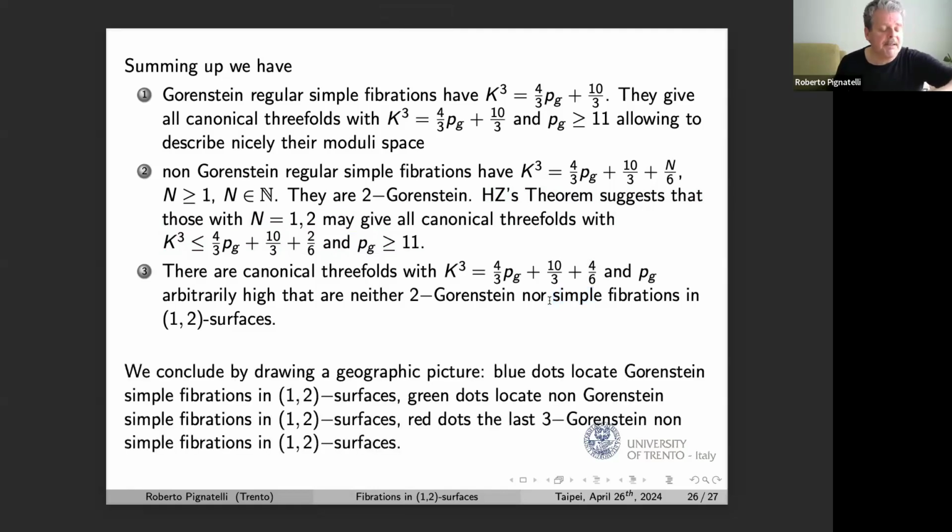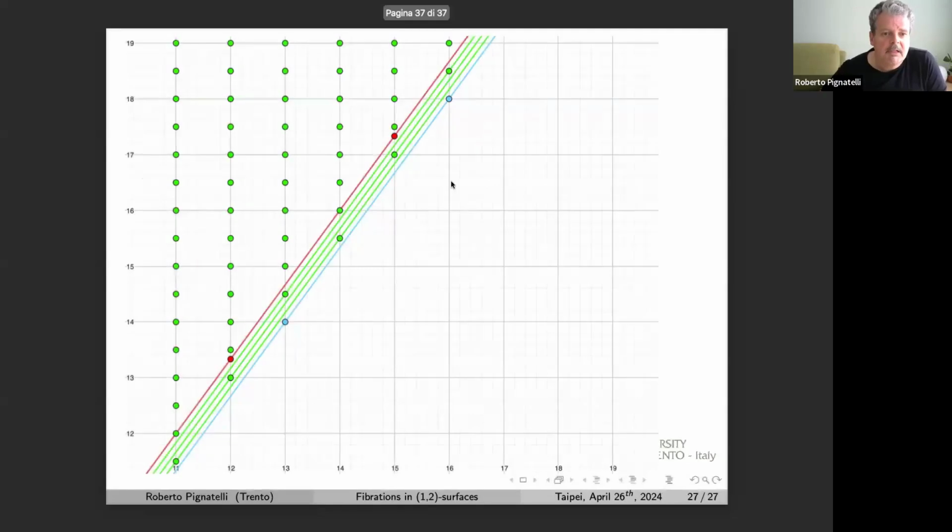And so the last slide is a picture where I show you what I do understand, a sort of geographical picture. Blue dots locate Gorenstein simple fibrations. On the x-axis, I put the genus. On the y-axis, I put the volume. And this blue line is given by Horikawa. The Noether inequality tells you that, at least for PG bigger than 11, which I'm doing, everything is over this blue line. And you see, we have classified the blue line. These are spots here for which invariants you get our moduli spaces. On the green lines, we have all the simple fibrations which are not Gorenstein, constructed on the green spots.